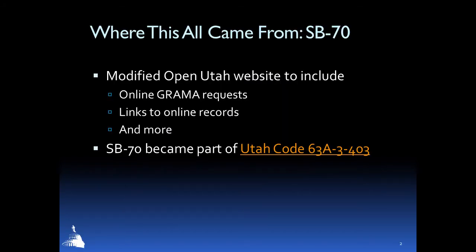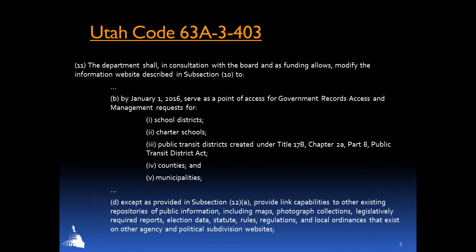The Open Records Portal came from legislation that was a couple years ago in Senate Bill 70, and it modified the Open Utah website to include online GRAMA requests. I'm going to show you the code. We don't need to read it, but this is the code. If you'll notice here, the main part I want to point out is the Open Records Portal serves as a point of access for GRAMA requests. And right now it's for all local agencies.